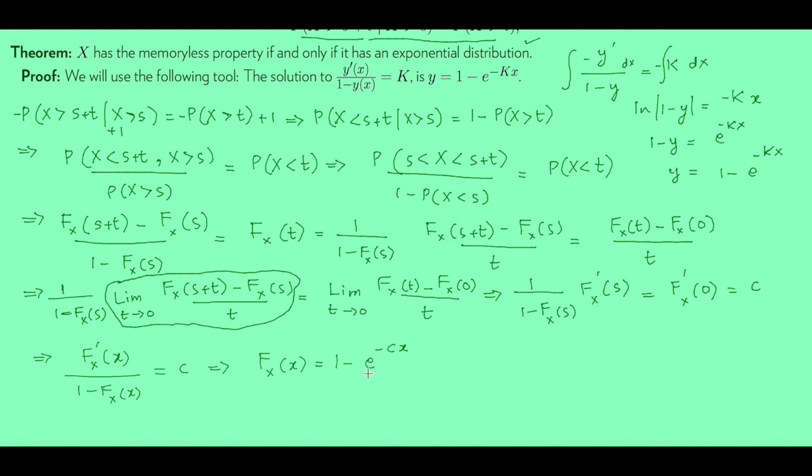Okay, so this is the CDF. Now what is the PDF? The PDF is the derivative of this. So f_X of x is equal to c e to the minus c x. Okay, and you can see that if we put c equal to lambda, then f_X of x is equal to lambda e to the minus lambda x. So this means that we started with the memoryless property, and we proved that if the memoryless property holds, then the PDF has to have this form.